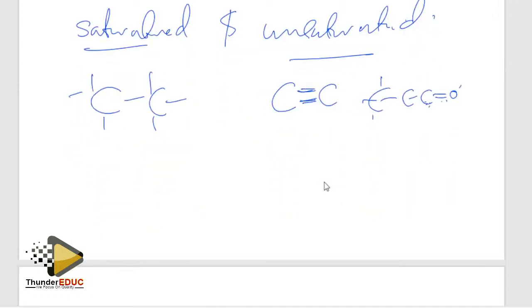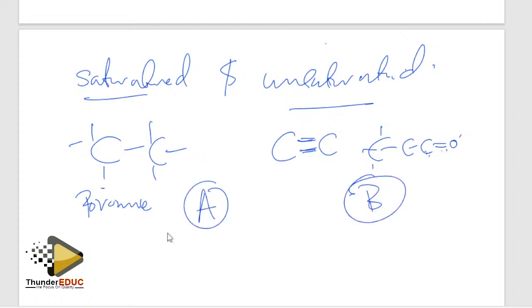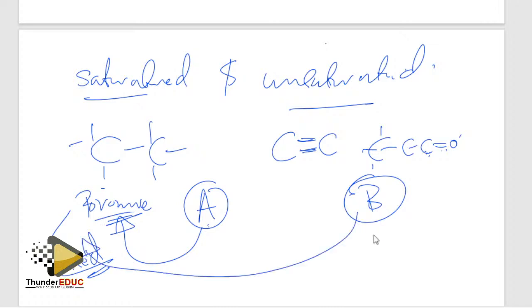Then, how do I differentiate between a saturated compound and an unsaturated compound? What they do is, we will bring bromine water. And then we say that you have compound A and compound B. Compound A will decolorize. Don't forget that bromine water is red. Is it clear? So compound A decolorizes bromine water, while compound B cannot decolorize bromine water.